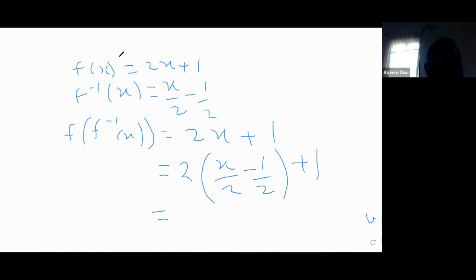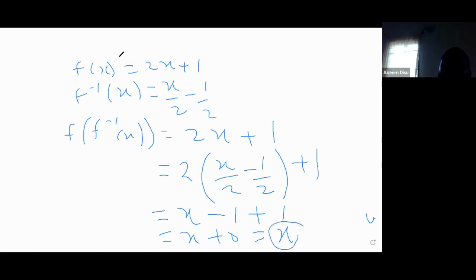Then what we do is multiply through by 2. If you multiply 2 by x over 2, the 2s cancel and we have x, and 2 times minus 1 over 2, the 2s cancel, and we have minus 1 plus 1. We can see that x plus 0, because minus 1 plus 1 is 0, will give us x. That shows that the inverse we have here is the real inverse of this function F.